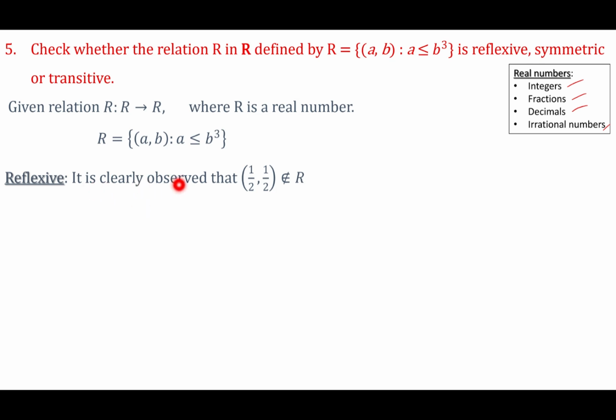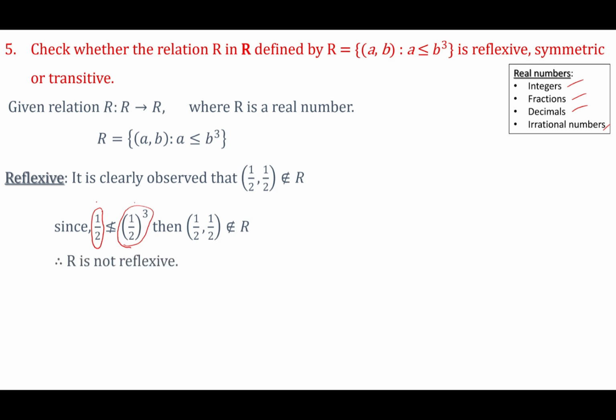Now I'm going to check reflexive. It is clearly observed that it is not reflexive. (1/2, 1/2) does not belong to R. Why? Because if I say (A, A) belongs to R, then A must be less than or equal to A cubed. Now if A is 1/2, then 1/2 cubed is 1/8, so they are not equal, and 1/2 is not smaller. 1/2 is bigger than 1/8. That's why (A, A) does not belong to R. So it is not a reflexive relation.